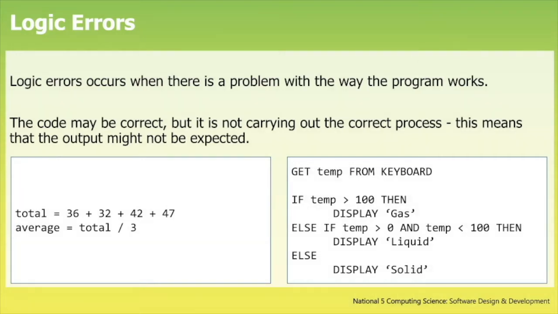Let's look at an example on the right. We're getting the temperature of water from the keyboard, and we have to determine whether it's a gas, liquid or solid. So let's assume I take the temperature 100. So if 100 is greater than 100, well, that's not the case. Else if 100 greater than 0, well, it's greater than 0, and 100 less than 100, well, it's not less than 100, then else display solid. So if I enter 100, I'm going to get solid. But we know at 100 degrees, water is a gas. So in this case, our program has a logic error. It works, but we don't get the result we expect. So with logic errors, we have to test our program to make sure it's working.